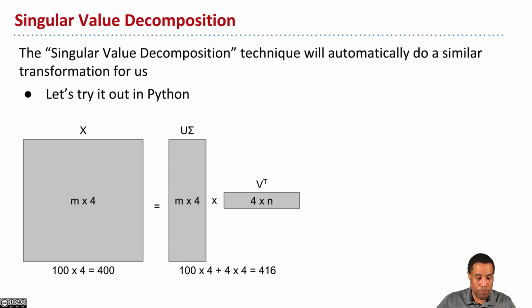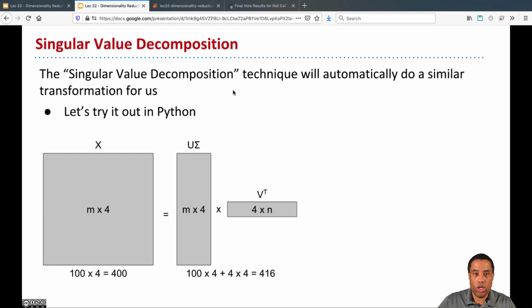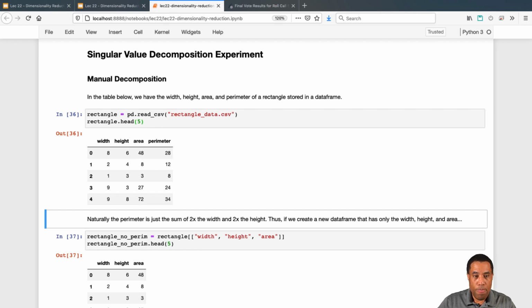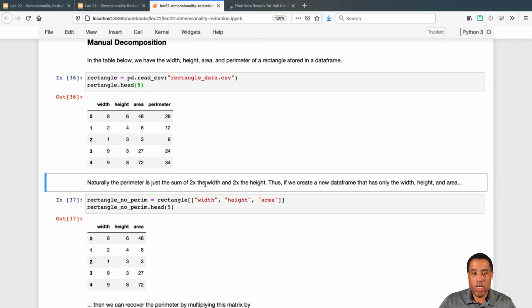So let's look at this in Python. So let me get over to the Python notebook, and we'll take a look at this. Okay, so we're going to read in our rectangle data, and we can see we have width, height, area, and perimeter. So we have the 4 columns that we measured, our 4 observations, and we're just looking at the first 5 rows. Now remember, of course, perimeter is just double the width plus double the height. The area is the width times the height, but we know we can't compute that using linear operators.